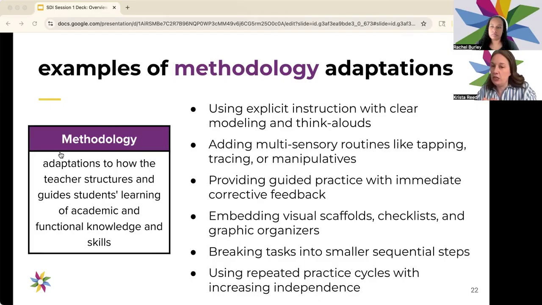Adding multisensory routines, providing extra opportunities for guided practice and immediate corrective feedback, visual scaffolds, checklists, teaching students to use graphic organizers, breaking tasks into smaller sequential steps, backwards chaining, using repeated practice cycles with increasing independence. These are the methods, the teaching methods, the way we structure learning that a student might specifically need because of the way that their disability impacts their learning. Might be the way that their disability impacts working memory, things like that.